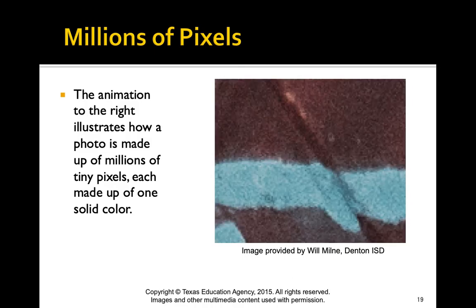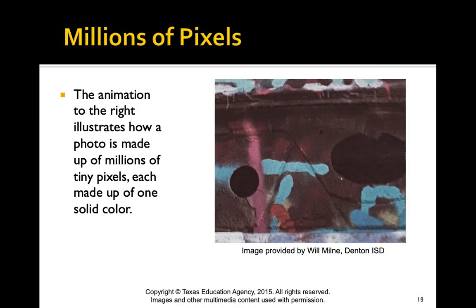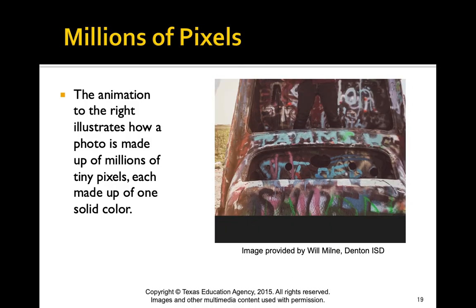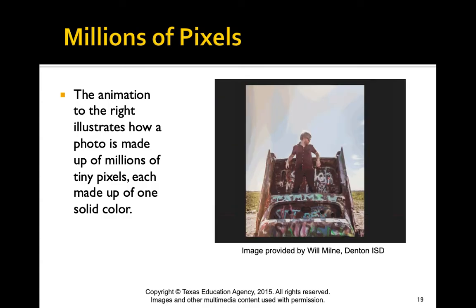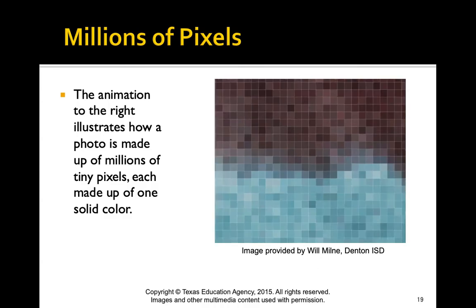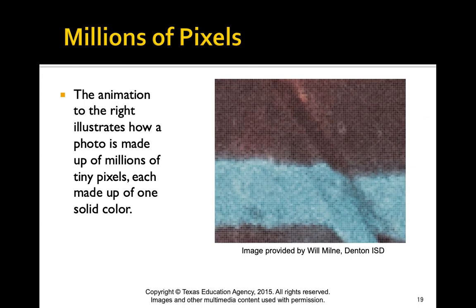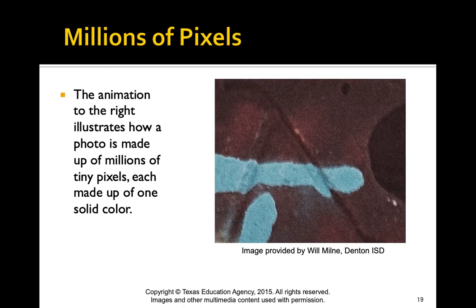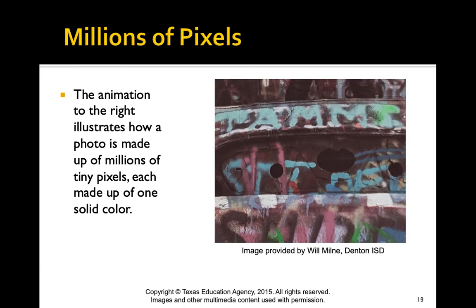This animation is showing how pixels look if you zoomed in really far. Okay, so here it's going to do it one more time. There's the pixels, and now you're zooming out. And then we get to see the color, all right?